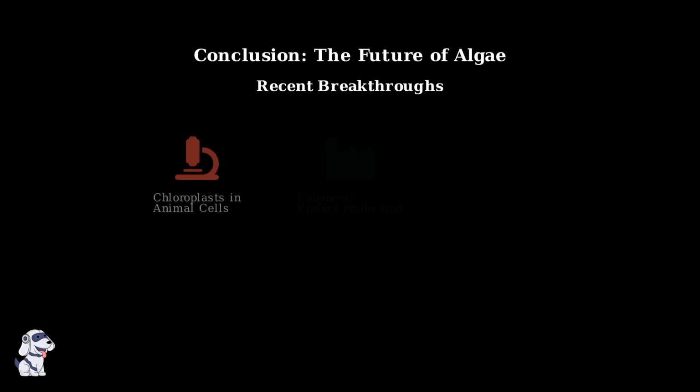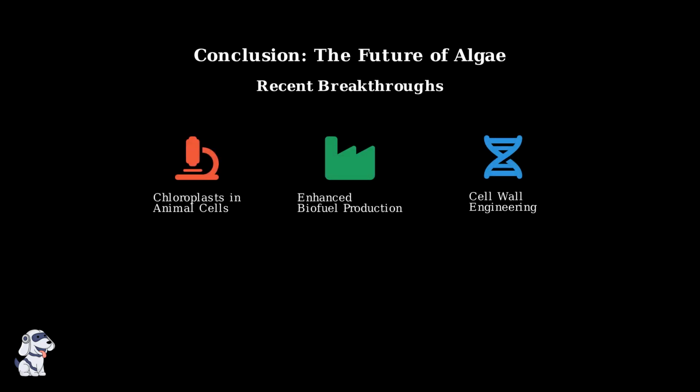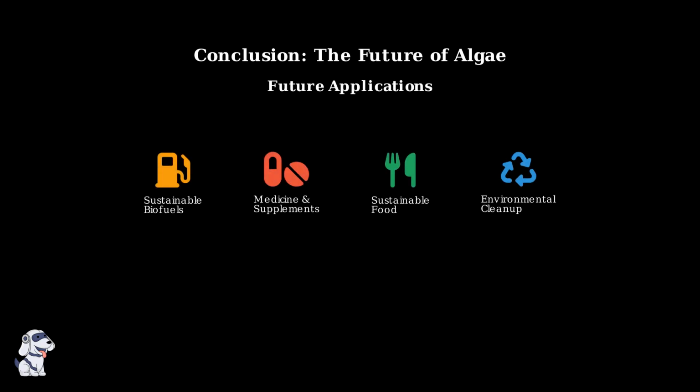Recent research has unlocked incredible potential. Scientists have successfully inserted algal chloroplasts into animal cells, enabling photosynthesis in mammals. They've engineered algae to produce better biofuels and discovered new ways to manipulate cell walls for biotechnology applications. Algae are not only vital for our planet's health, producing half of all the oxygen we breathe, but they also offer exciting possibilities for sustainable solutions. From biofuels and food supplements to pharmaceutical production and environmental cleanup.